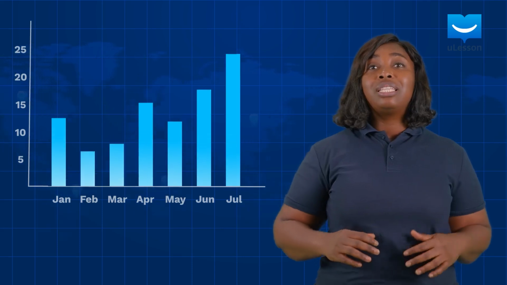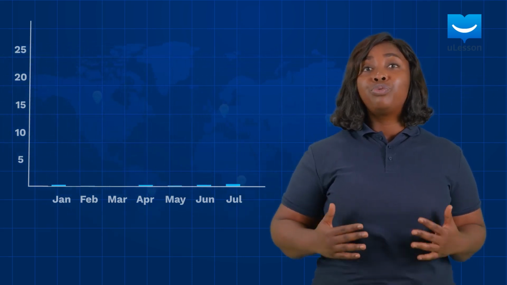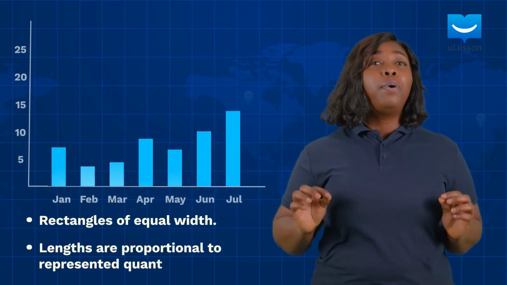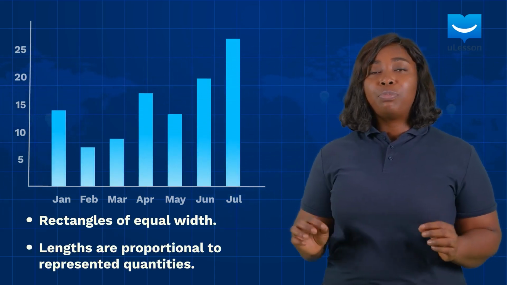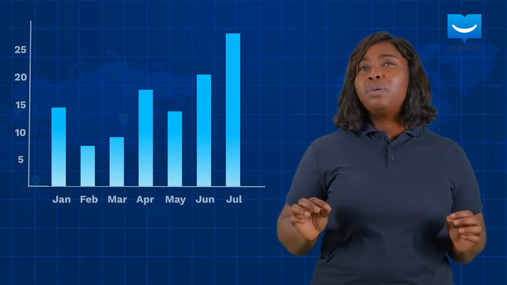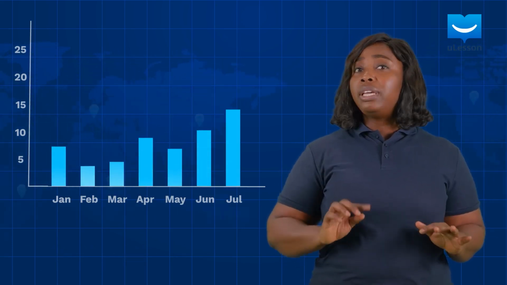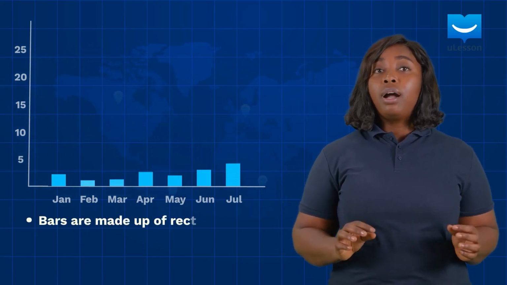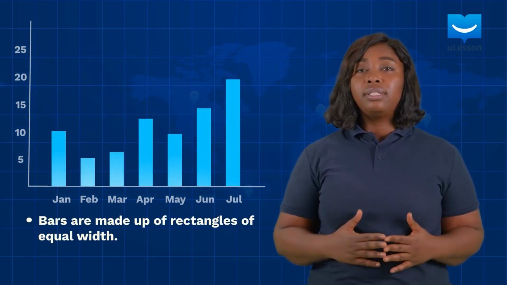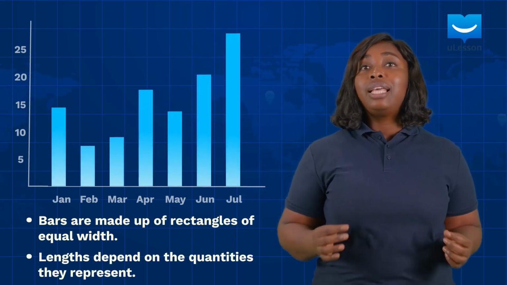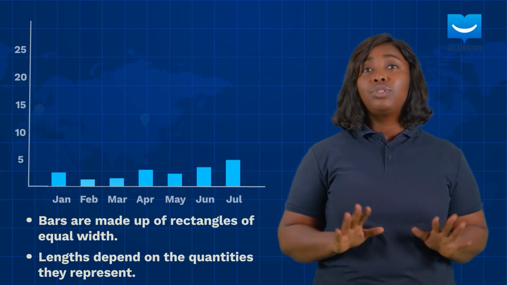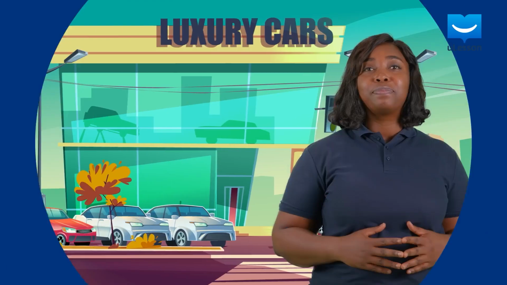A bar chart is a graph made up of bars or rectangles that are of equal width and whose lengths are proportional to the quantities they represent. There are some points to note in the definition of a bar chart. The first is that the bars in the bar chart have equal widths, while the second is that the length depends on the quantities they represent. Not to worry if you do not understand yet, an example will help.